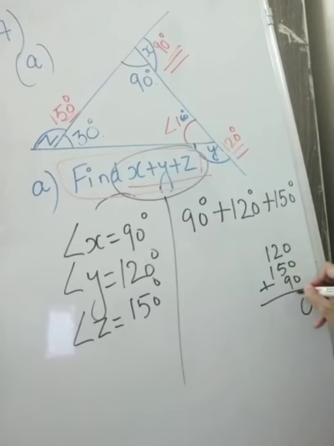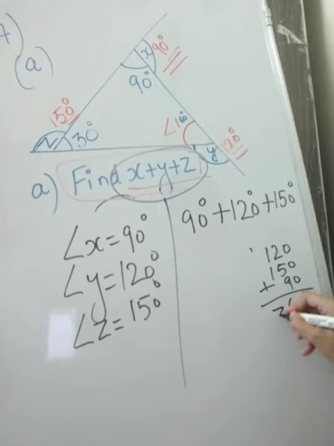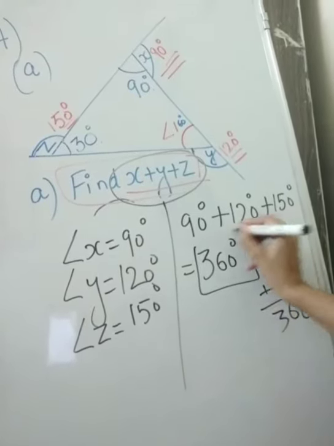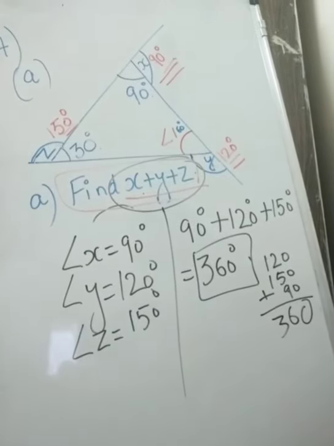So it is 360 degree. So angle x plus y plus z is what, student? 360 degree. Okay.